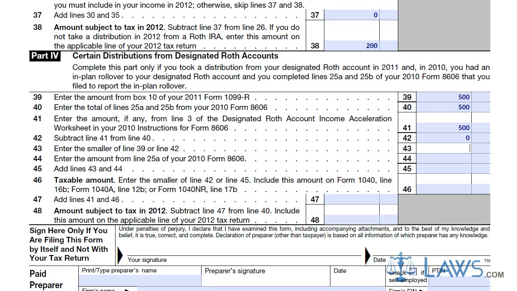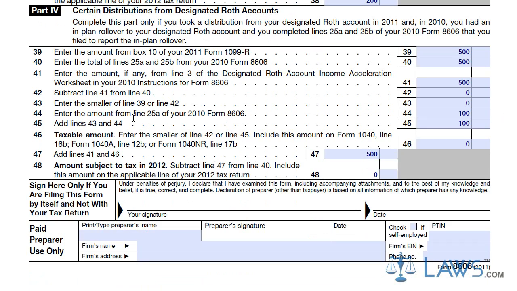Do not sign the bottom portion of the form unless you are submitting it outside of your regular yearly income tax return. If filed separately, you and your taxpayer must certify the Form 8606. Submit the document to the IRS and retain a copy for your personal records.